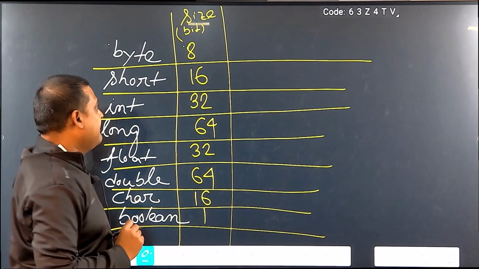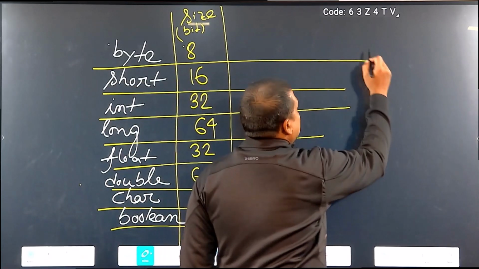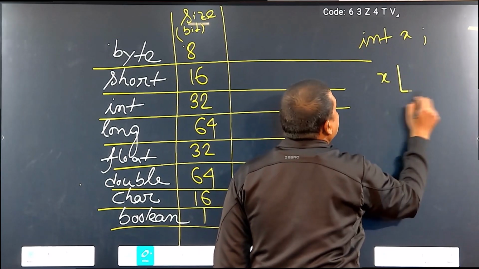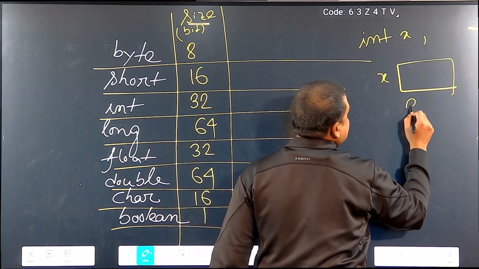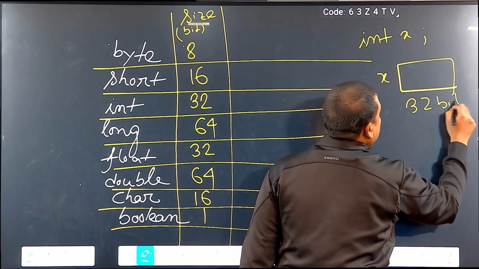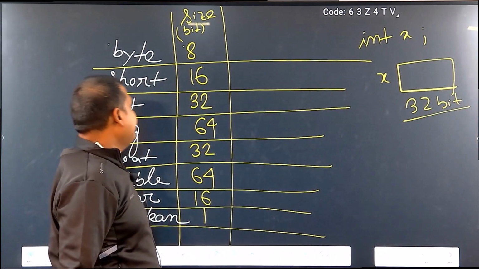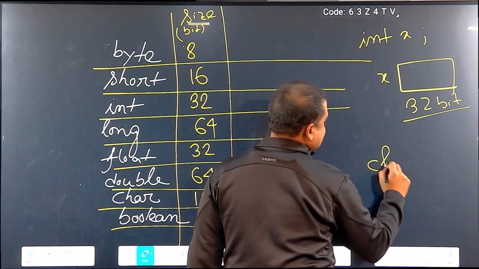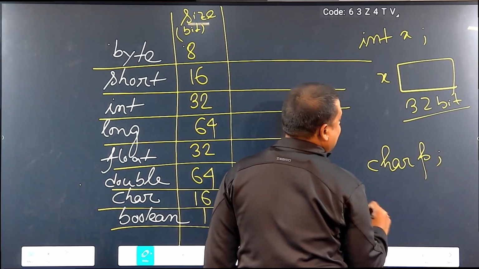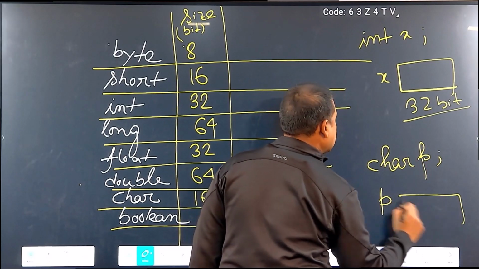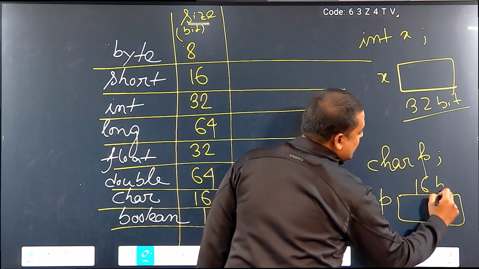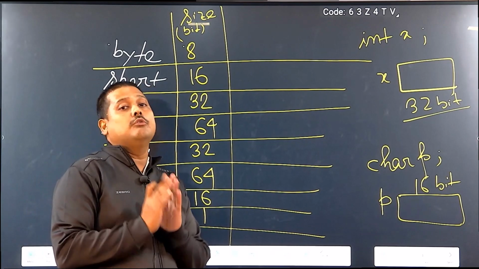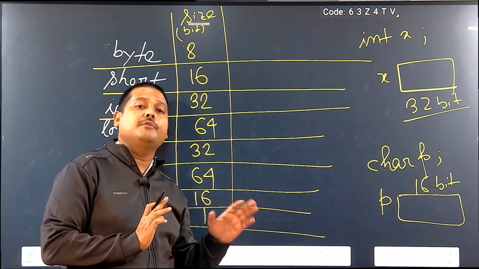That means, whenever I am trying to allocate some memory space, say for example, I write int x, this x will occupy inside memory according to the data type size. So, it will occupy 32 bit. If I am going to store a character like char P, where P is the character value, P will occupy 16 bit. So, definitely the size depends on the data type we select.